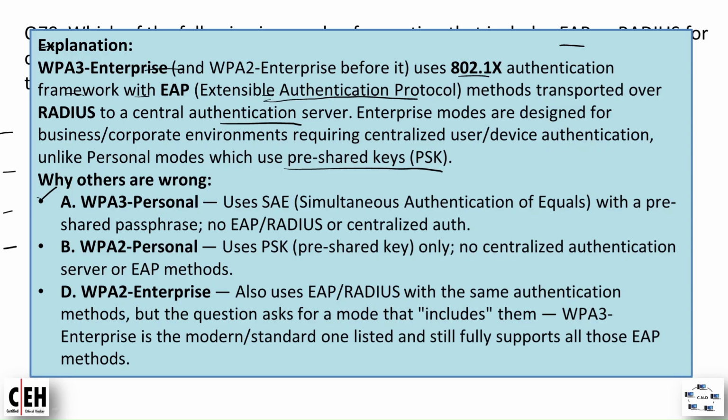WPA3 Personal uses SAE, that is Simultaneous Authentication of Equals, with a pre-shared passcode, no EAP or RADIUS or centralized authentication. WPA2 Personal uses PSK, pre-shared key only, no centralized authentication server or EAP methods. WPA2 Enterprise also uses EAP and RADIUS with the same authentication methods, but the question asks for a mode that includes them. So WPA3 Enterprise is the modern standard one listed and still fully supports all those EAP methods.